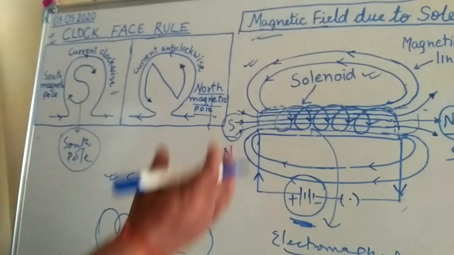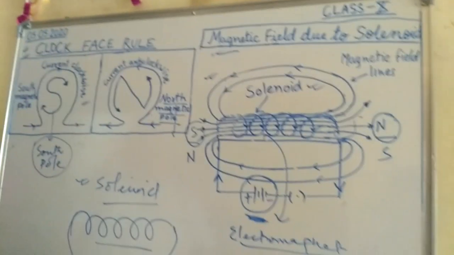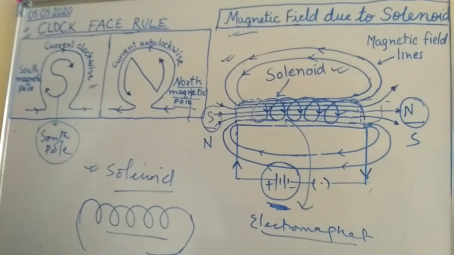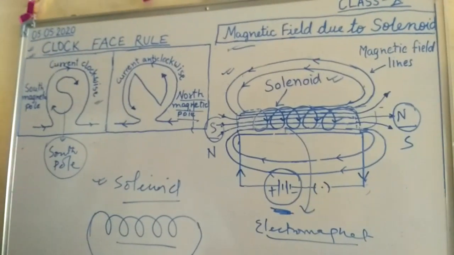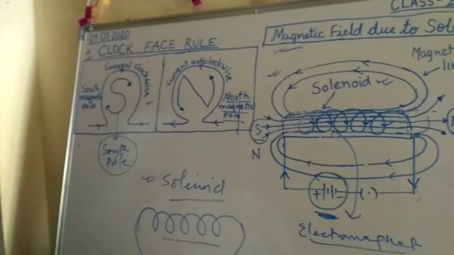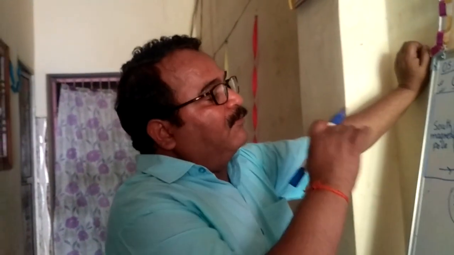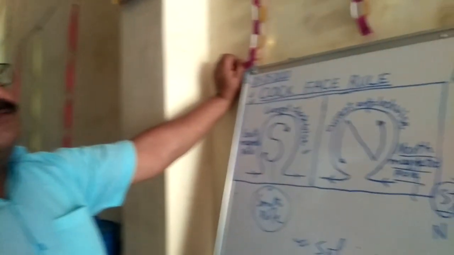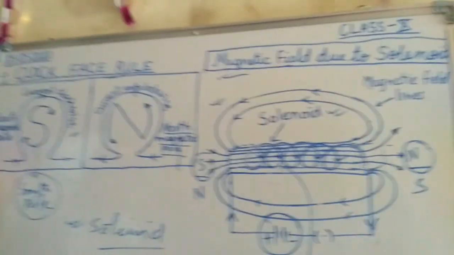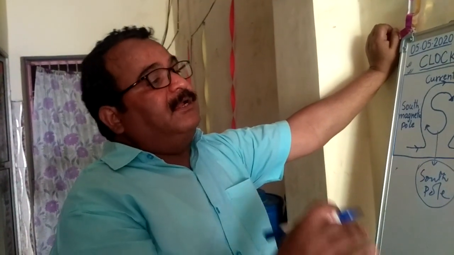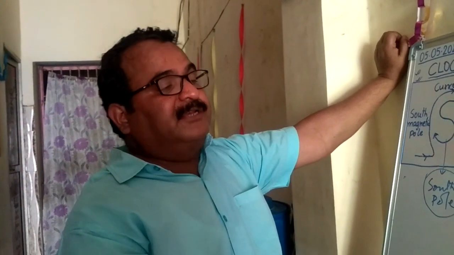So this is all about the solenoid, how it behaves when current flows through it, and the direction of the magnetic field is the same as in other cases. But one thing I want to tell all of you: all the figures related to magnetic field lines, you must practice daily, because these are very important figures and they are also asked in board examinations. Thank you.